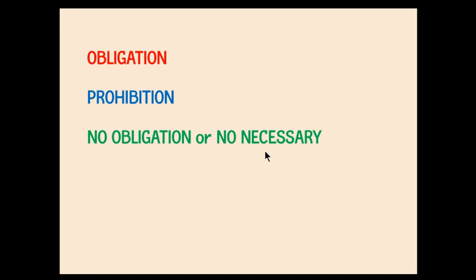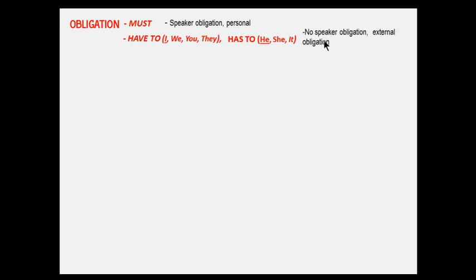As you remember, you saw something about obligation, prohibition, and not obligation or not necessary. Okay, let's check some examples. Obligation. For obligation, we use the expression must or have to or has to, according to the subject. The difference between must and have to is that must is a speaker obligation, a personal obligation. With have to or has to it is not a speaker obligation, it is an external obligation.